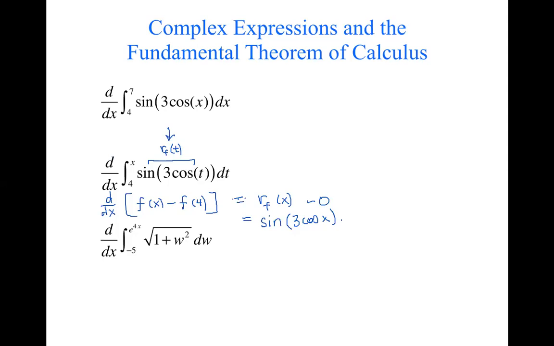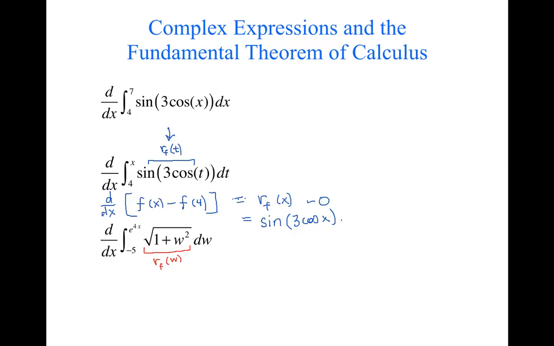All right, apologies. So here is, I'll call it R sub f of w, rate of change of f with respect to w, based on the fact that there's w's in here. But I want to know what the net change is between independent values of -5 and e to the 4x. Well, that's kind of a strange one.